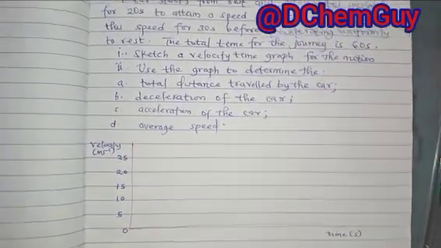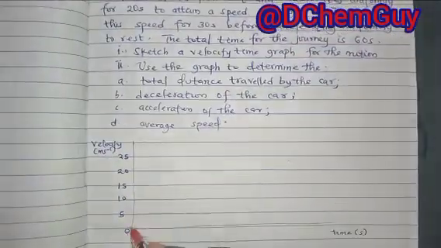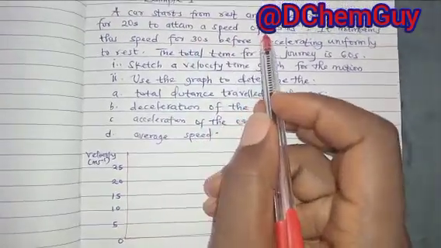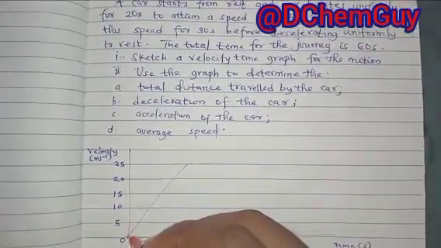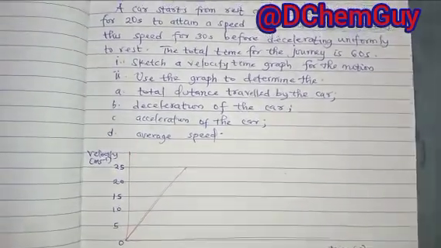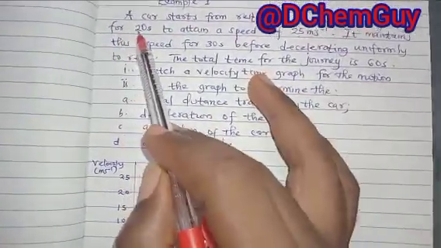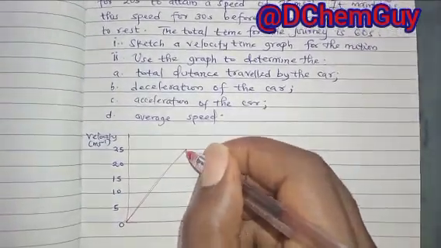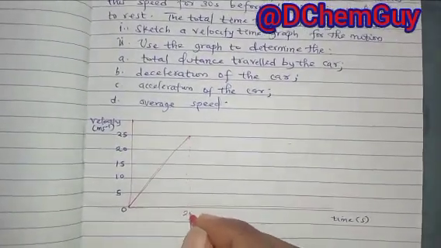Okay. Now, let's interpret the statement here. A car starts from rest, so your 0 is the rest. Starting from rest to attain a speed of 25 meters per second means you are going to draw this line up to 25, because the statement states that a car starts from rest and accelerates uniformly for 20 seconds to attain a speed of 25 meters per second. So at this point, you trace it down, and you should have 20 seconds on the x-axis. So 20.